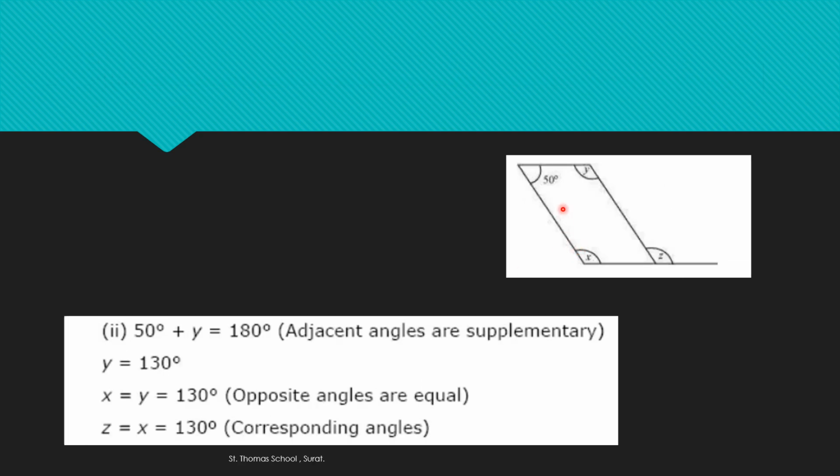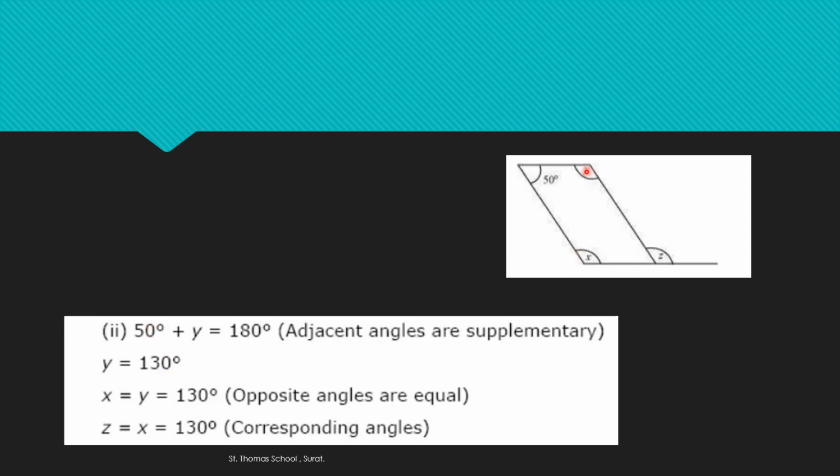Question number 2. They have given one figure. You have to find the value of x, y, z. So here 50, and we know that this sum is 180 degrees. So 50 plus y is equal to 180, because adjacent angles are supplementary. So y is equal to 180 minus 50, that is 130 degrees.